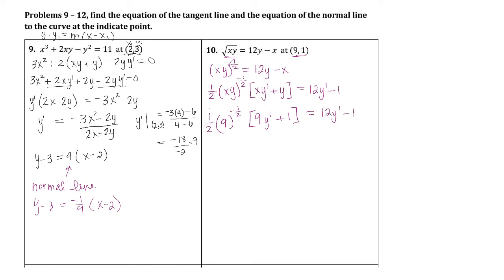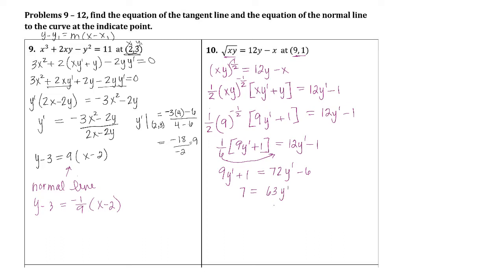So from here, we're going to have 1/2 times 1/3, so we have 1/6 times 9y prime plus 1 equals 12y prime minus 1. Now, I sure don't want to deal with that 6 for a fraction here, so I'm going to multiply that over to the other side. So I have 9y prime plus 1 equals 72y prime minus 6. Now, I'm going to subtract 9y prime over to the other side, and then I'm going to add 6, so I have 7 equals 63y prime.